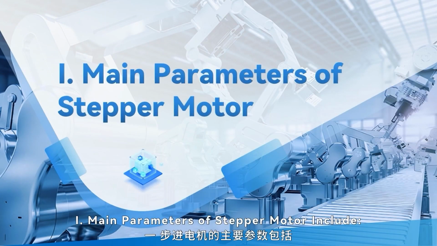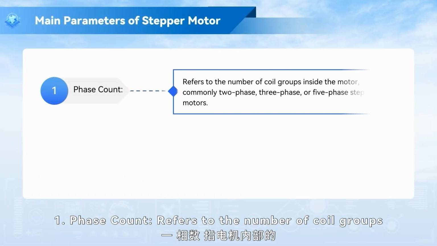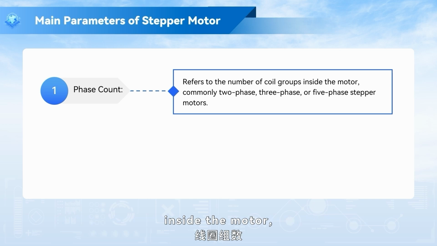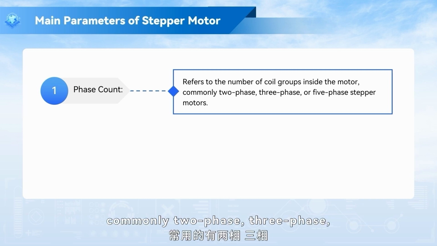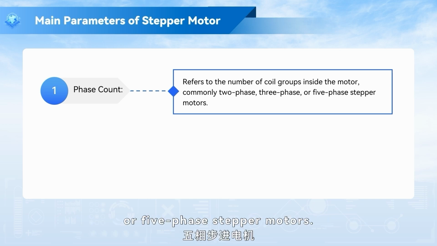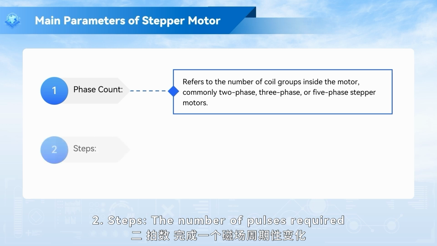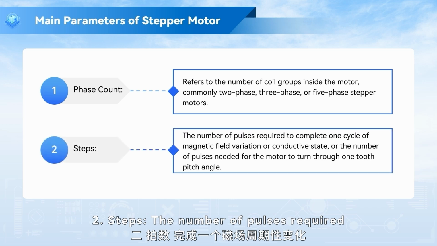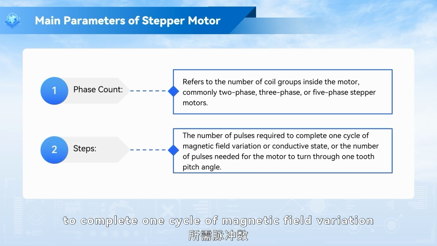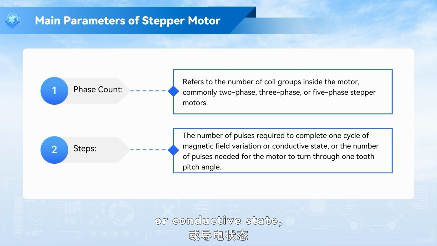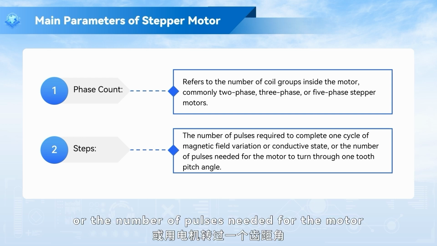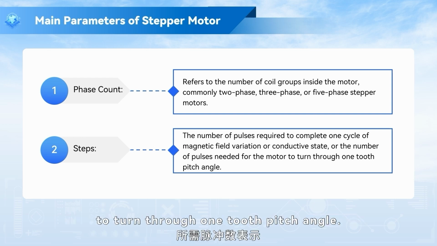1. Main parameters of stepper motor include: 1. Phase count refers to the number of coil groups inside the motor, commonly 2-phase, 3-phase, or 5-phase stepper motors. 2. Steps, the number of pulses required to complete one cycle of magnetic field variation or conductive state, or the number of pulses needed for the motor to turn through one tooth pitch angle.